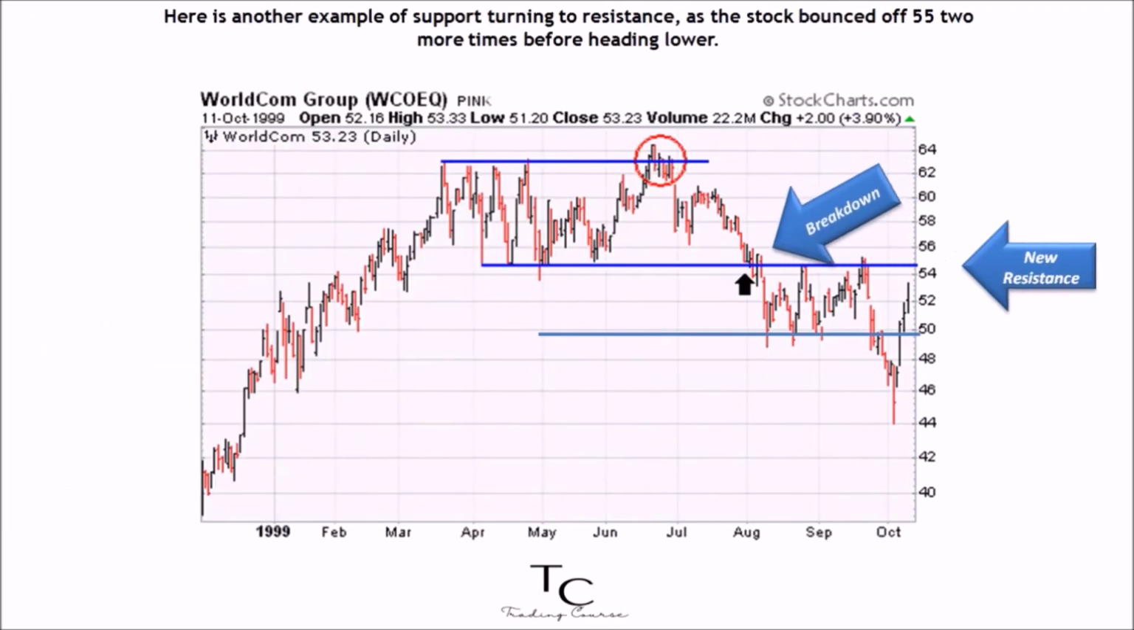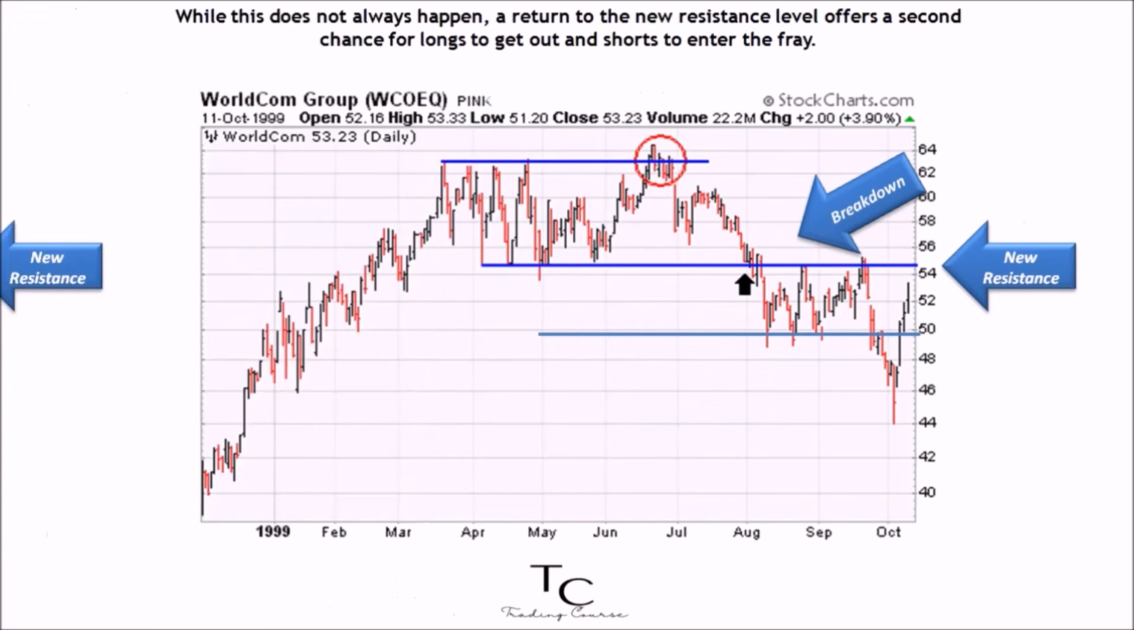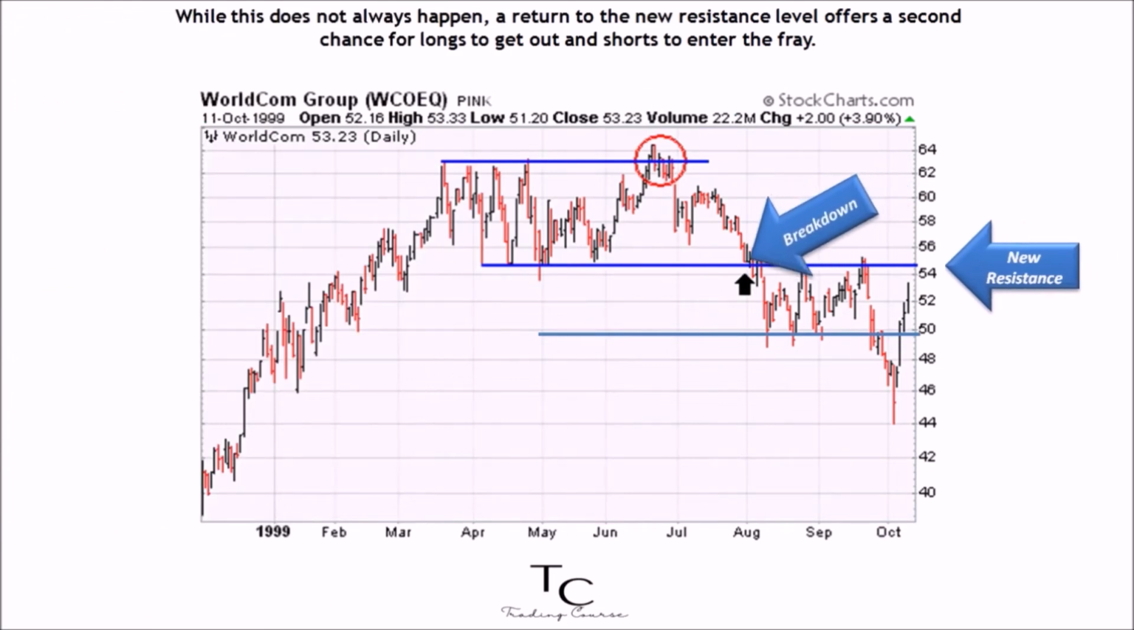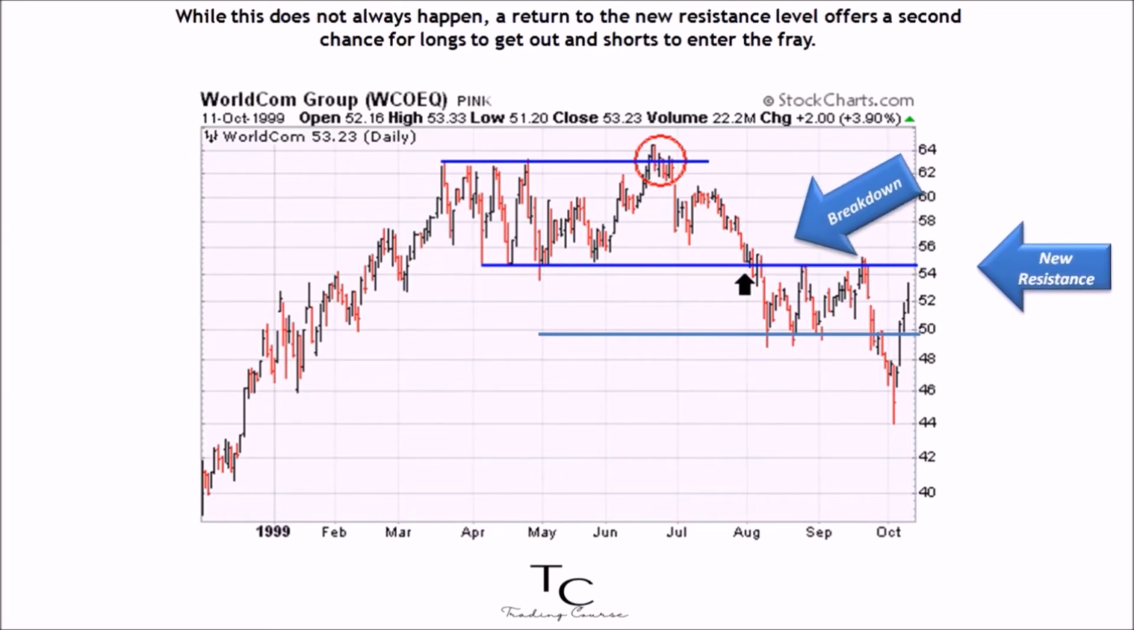Here is another example of support turning to resistance, as the stock bounced off 55 two more times before heading lower. While this does not always happen, a return to the new resistance level offers a second chance for longs to get out and shorts to enter the fray.